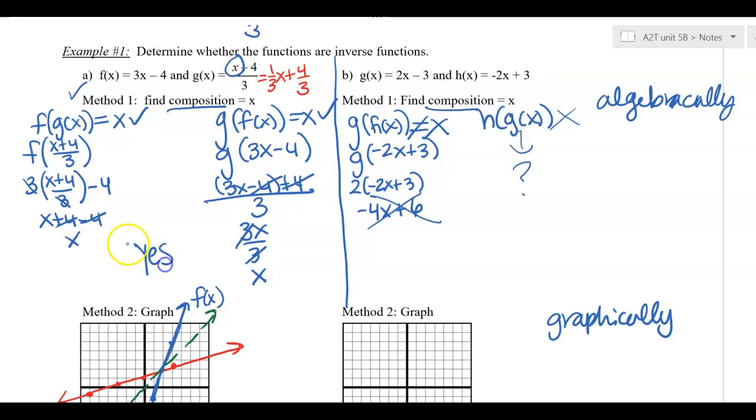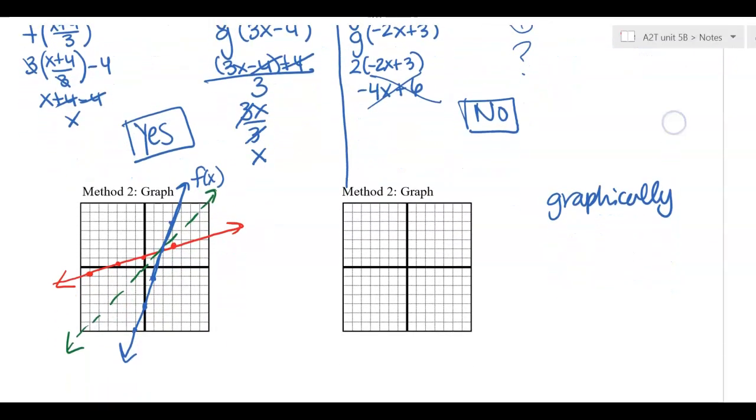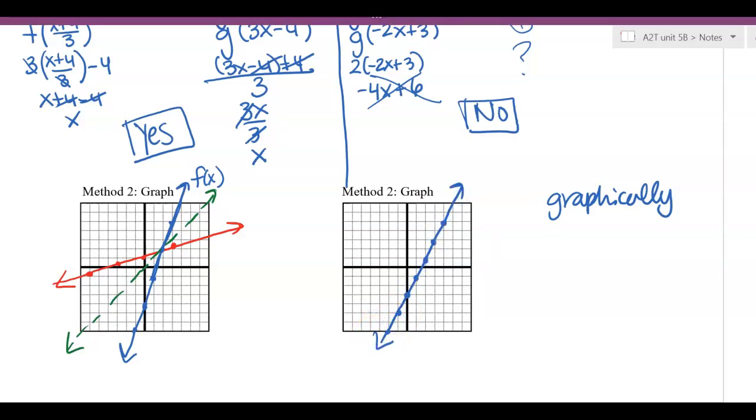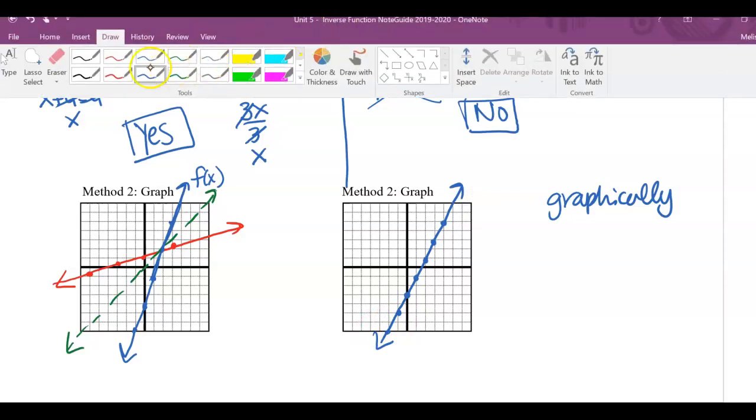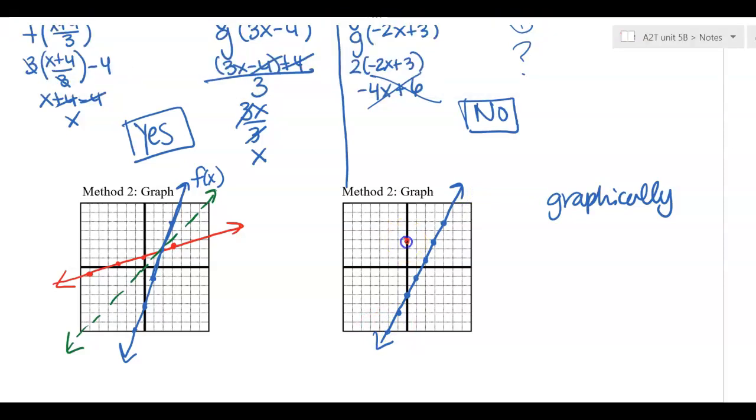So previously we saw yes with 2 methods of proof. Here we're seeing no. And then let's look at what that would look like graphically. G of x is y equals 2x minus 3. So I'm going to put a y-intercept at negative 3 and a slope of 2. Again, you don't have to draw all these points, but I do to make the line straight on my graph. So there's that line. And then h of x is negative 2x plus 3. So I'm going to draw that on here.